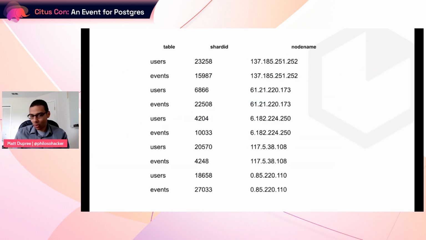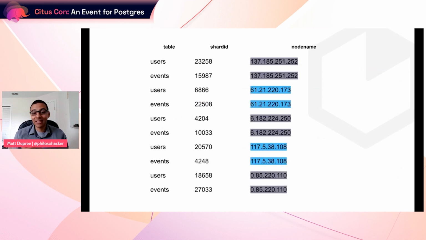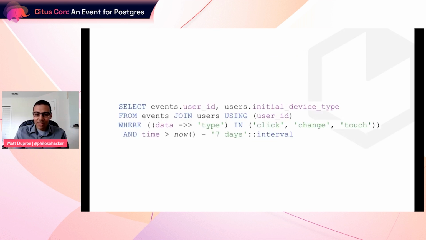Our metadata looks something like this because we have two different distributed tables. We have a users table and an events table. You can see that these users and events tables come in pairs. They have matching node names with the same IP addresses. There needs to be both a user shard and an event shard on that same node. The reason for that is sometimes we want to execute queries that look like this, where we're joining across the events and the users table. And if the events and user shards don't exist on the same worker node, Citus will have to shuffle data across the network, which will just kill the performance of the query.